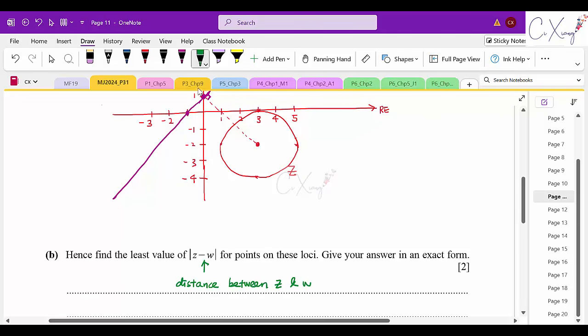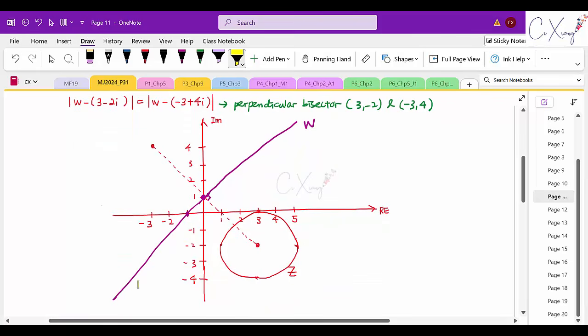For this question, they are looking for the least value, that means the shortest distance between the z and w. If you have a look here, you have w here, and you have the z. Usually the shortest distance between these two loci is the perpendicular distance, the 90 degrees. So we try to think about the point on this circle: which point is closest to the line W? If I take the perpendicular distance, it should be this line.